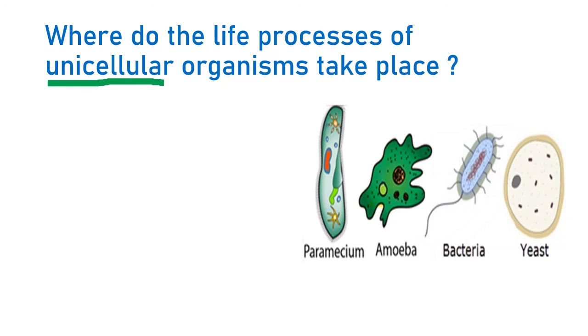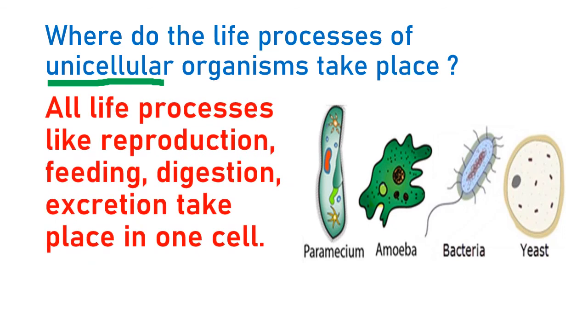What happens in unicellular organisms? In unicellular organisms, all life processes like reproduction, feeding, digestion, etc. take place in one cell. So everything will happen in this cell only. We have special parts of our body for digestion, for reproduction, for excretion, right? But in unicellular organisms, this is not the case, and hence they carry out everything in one cell only.